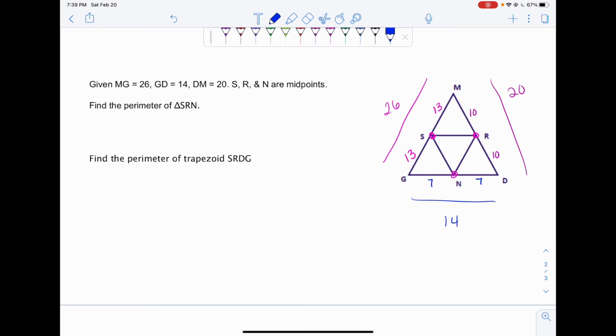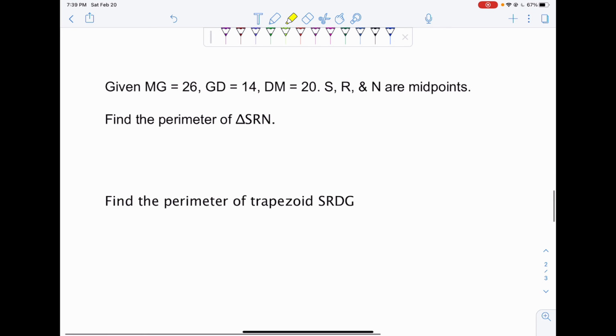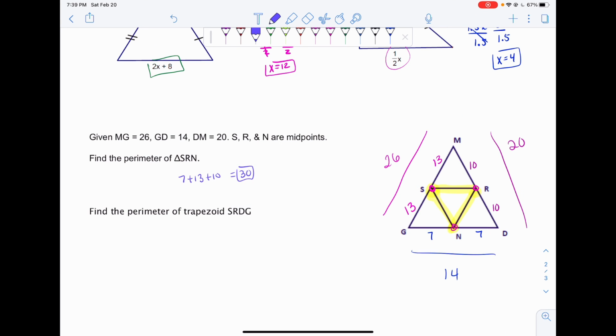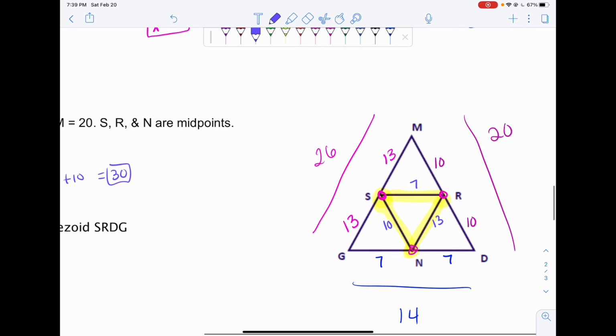It says find the perimeter of triangle SRN. So if I look, I have triangle SRN, which is just going to be a triangle with side lengths of 7, 13, and 10. So I'm going to do 7 plus 13 plus 10, which will give me 30. My perimeter is 30. It now says find the, so I have a 7, a 10, and a 13.